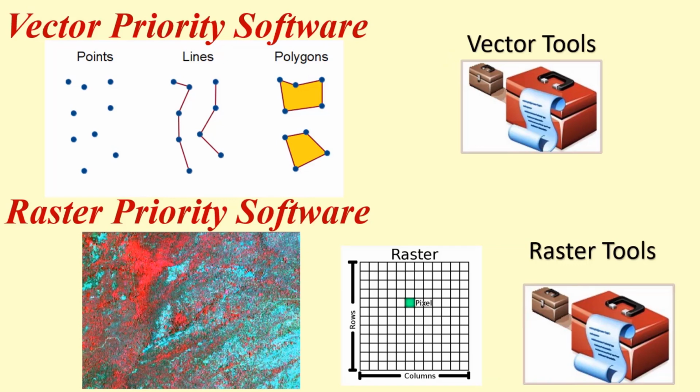Further, GIS software also can be grouped as vector and raster priority software. Vector priority software has a large number of tools to create and analyze vector data, while raster priority software has a large number of specific tools for analyzing raster data, for example, satellite imageries.